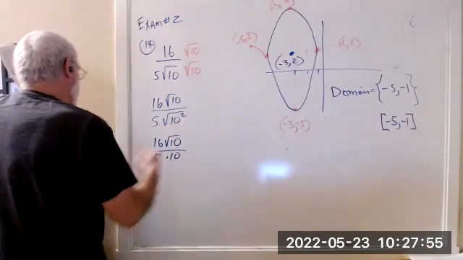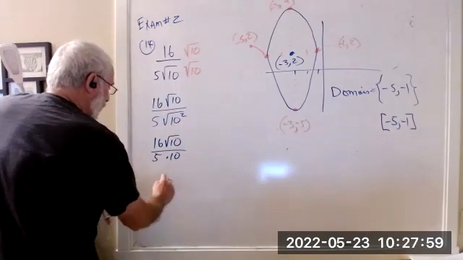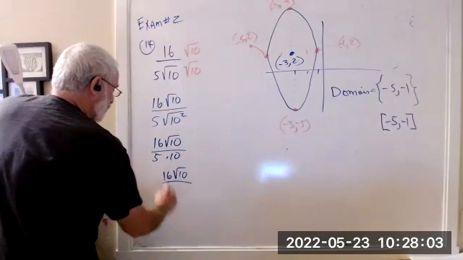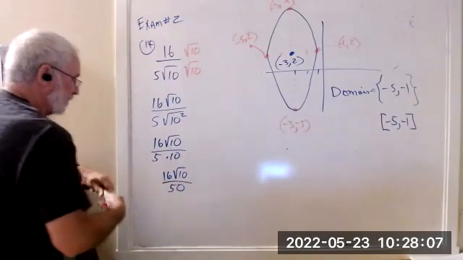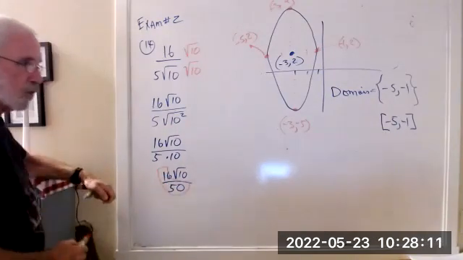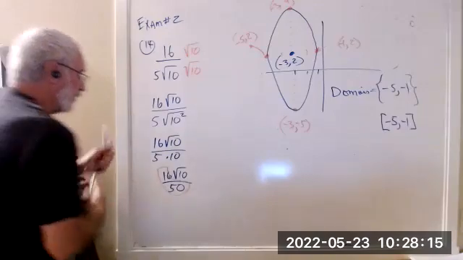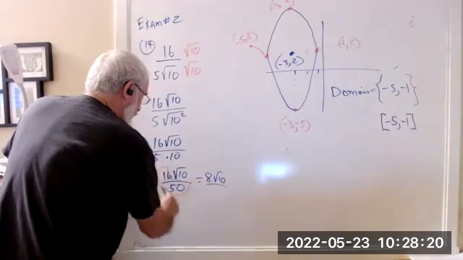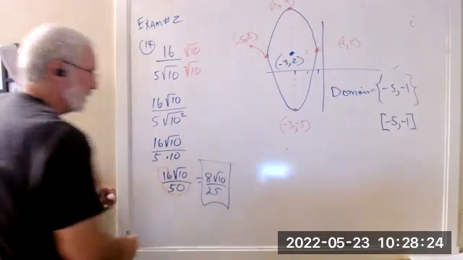Now at this point, you can reduce or not reduce at your choice. Eventually you have to reduce. So this is 16 radical 10 over 50. But 16 over 50 just does normal reducing. 16 over 50 divides by 2, so that's 8 radical 10 over 25. And we would be done.